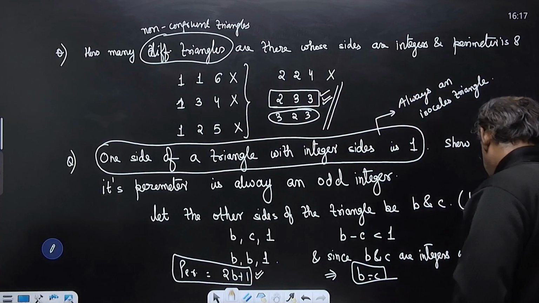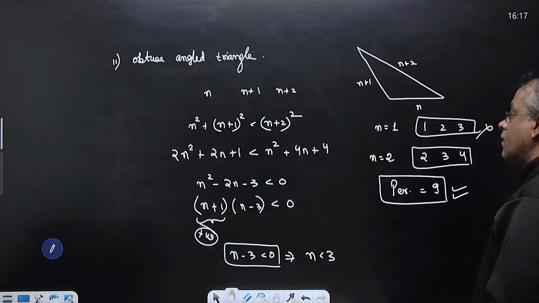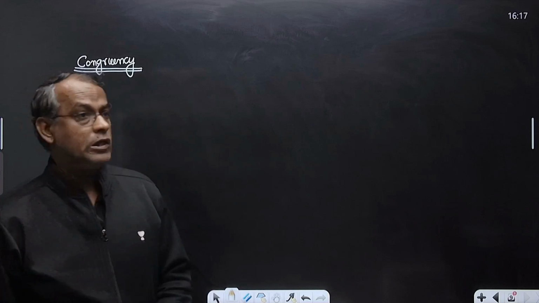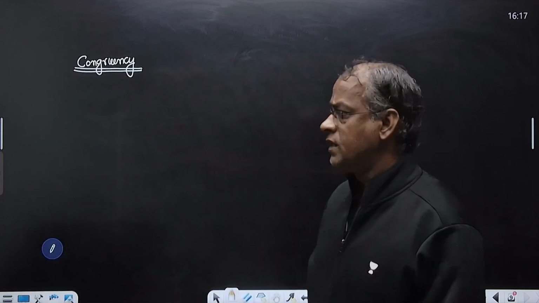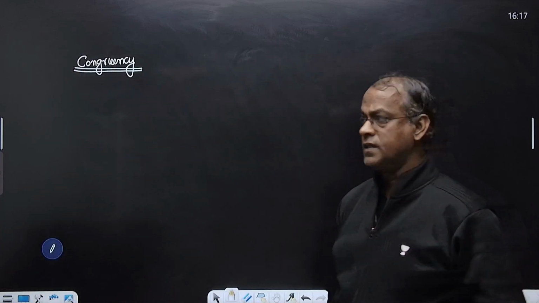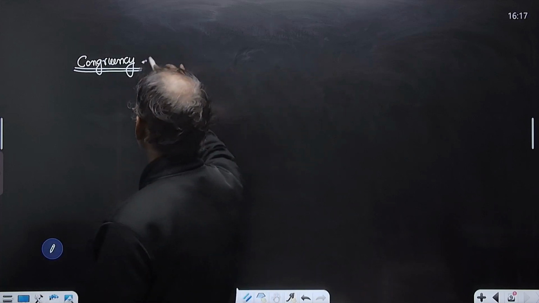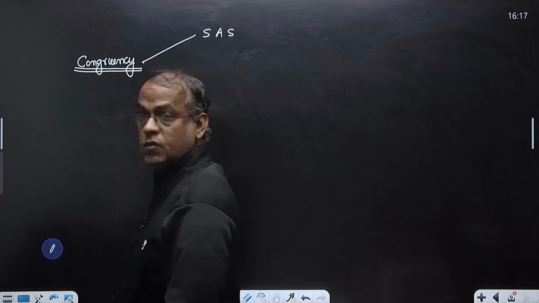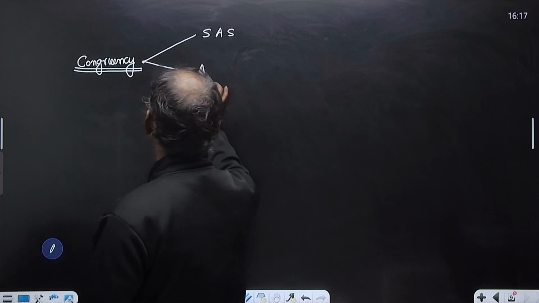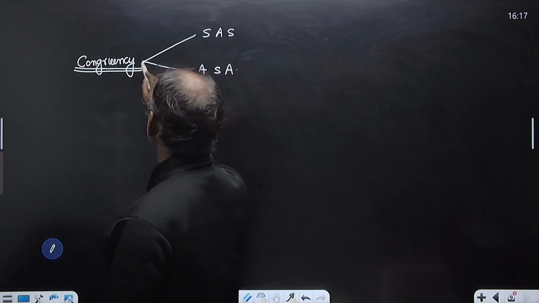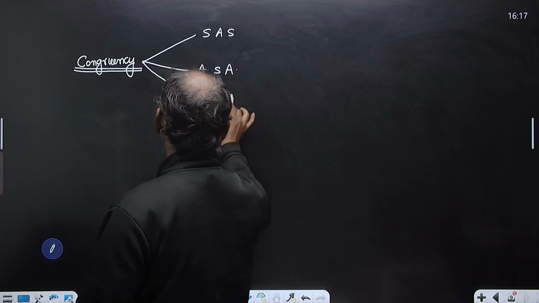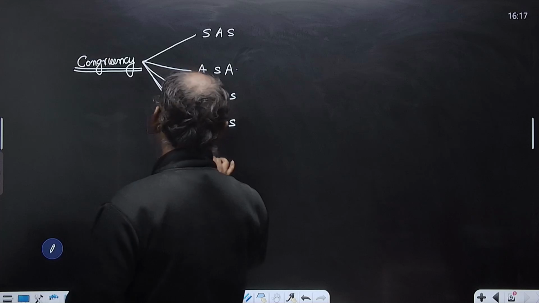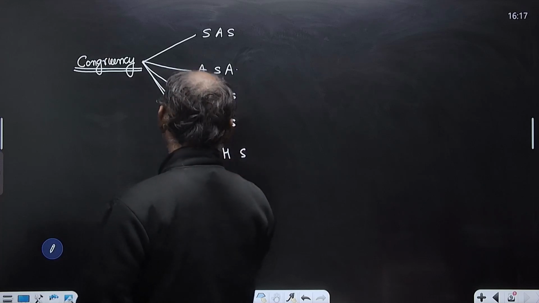So congruency, the types of congruency, what are the different conditions under which triangles are congruent. I hope you are aware of side, angle, side congruency. Angle, side, angle, angle, angle, side, side, side, side, and right angle, hypotenuse, side.